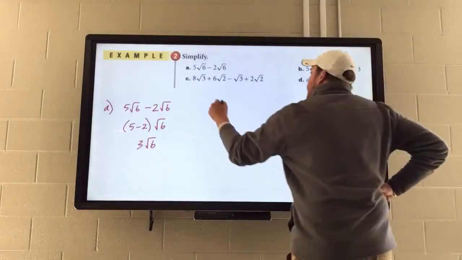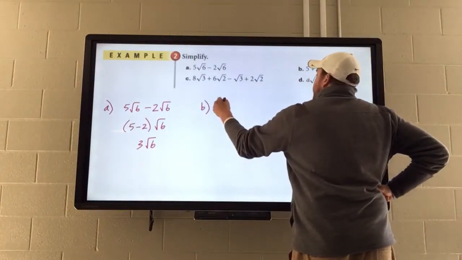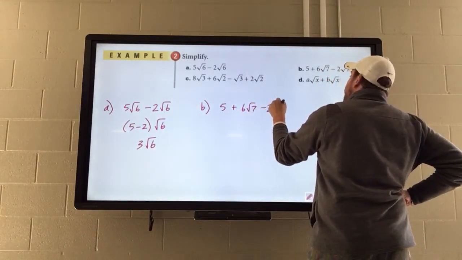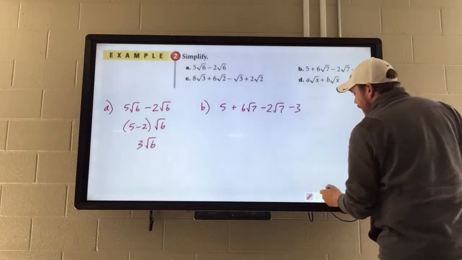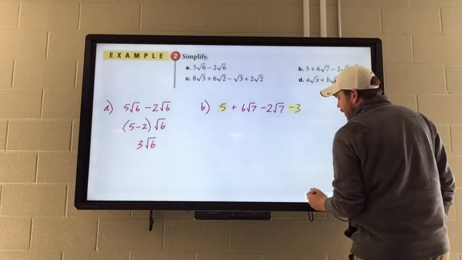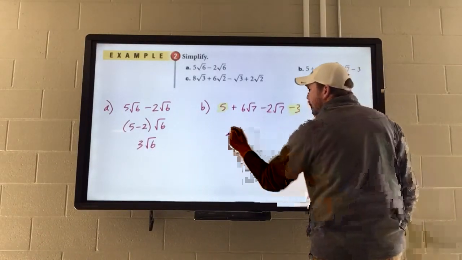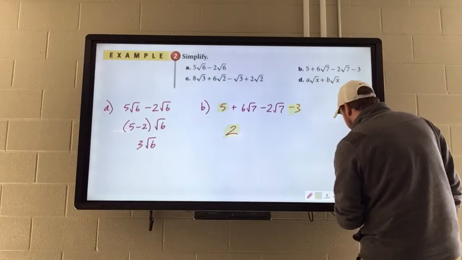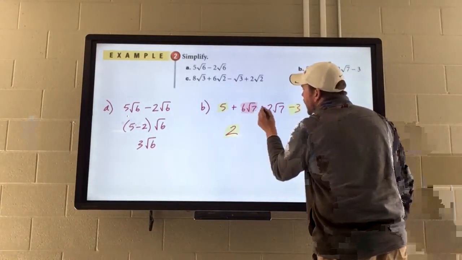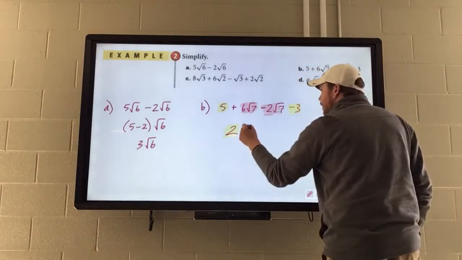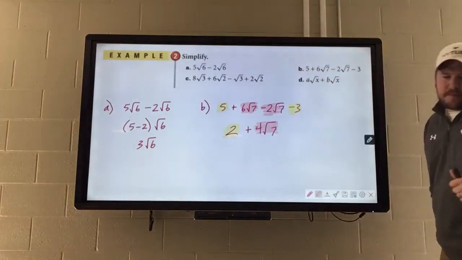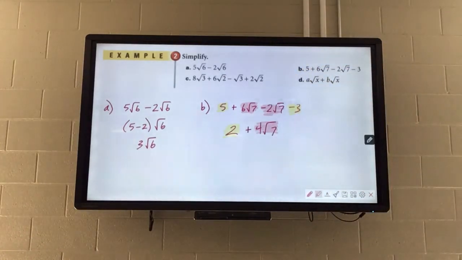For example, B here, we have 5 plus 6 root 7 minus 2 root 7 minus 3. Again, I want you to be thinking like terms. So we have a 5 and negative 3 that we can add to give us 2. And then we have 6 root 7 minus 2 root 7, which gives us 4 root 7. And that's how we can simplify these expressions to make them look a little better for us.